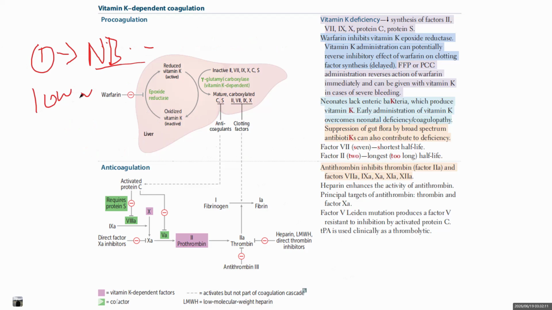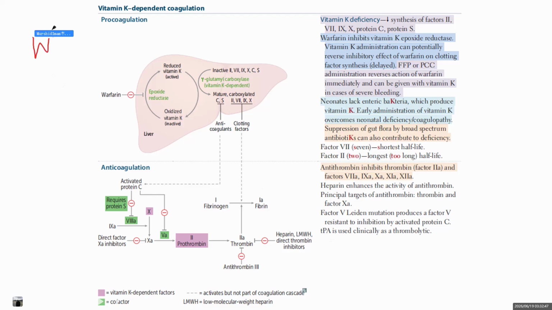That is why vitamin K is usually given early after birth to prevent neonatal bleeding. So we also see in the notes that neonates lack the enteric bacteria, meaning the gut bacteria which produce vitamin K. So early administration of vitamin K overcomes the neonatal deficiency or coagulopathy. This is clinically very important to remember, because newborn babies receive extra vitamin K to prevent bleeding.